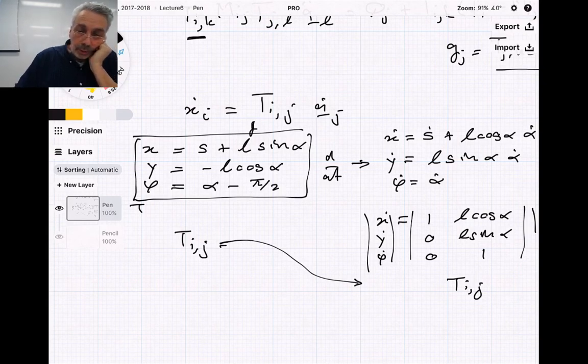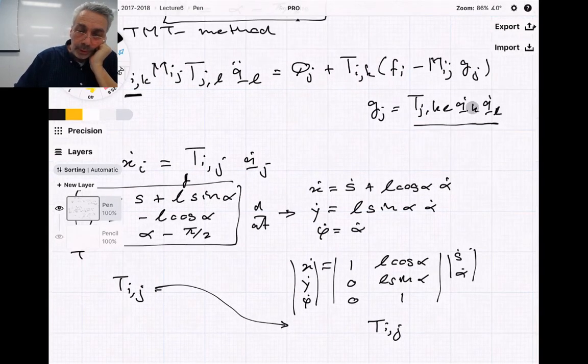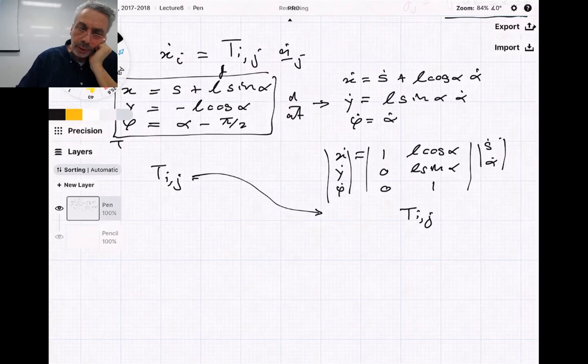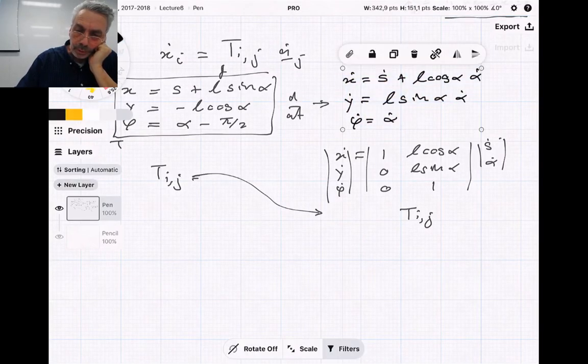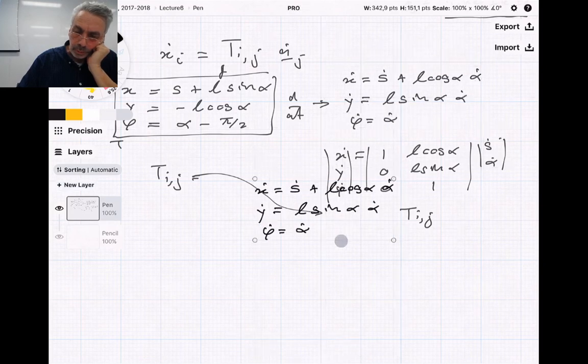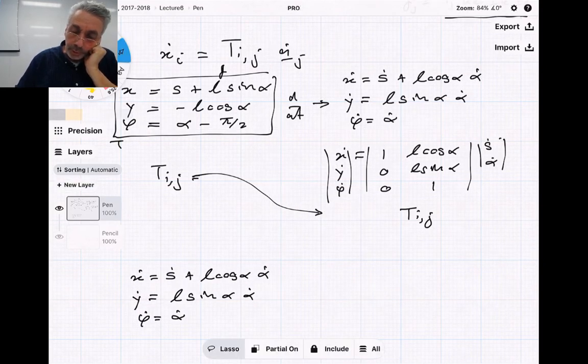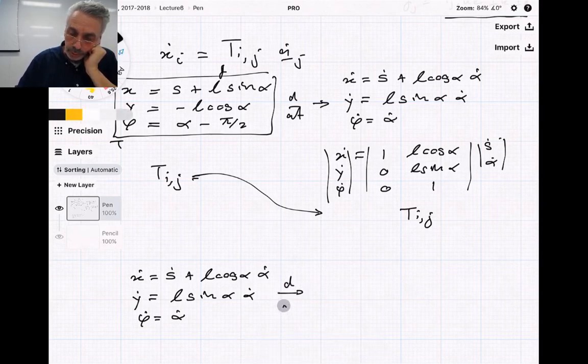And then what do we need more? Well, we need these terms. These terms actually come very naturally if you take again the speeds. So let's take the speeds, and then we differentiate those again with respect to time.